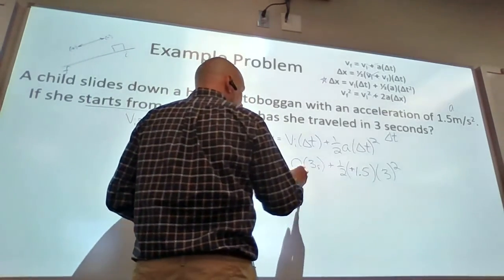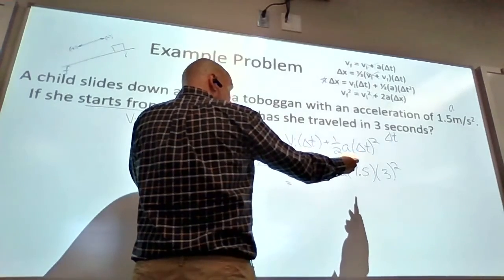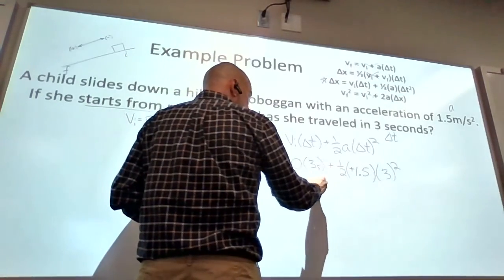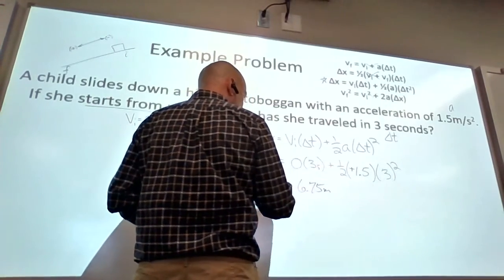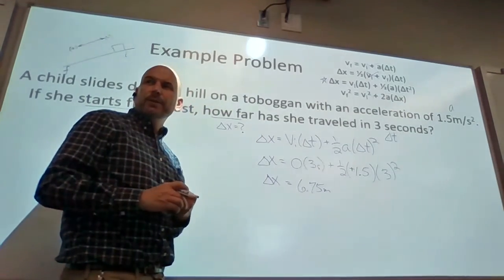Okay. So when you do the math, you get a half times 9, it's 4.5, times 1.5 squared. Earlier today, I've already done this calculation. I did not do that in my head. I find that to be 6.75 meters.